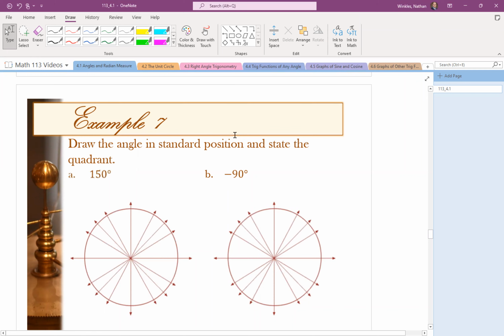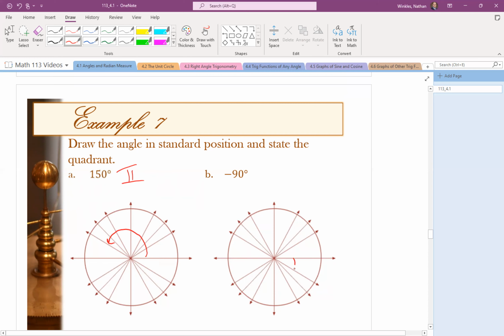So now that we've worked with radians, now we can do the same thing with degrees. Degrees is a lot easier to me because we can easily see it. So 150 degrees gives me this angle right here. So therefore, the quadrant is quadrant 2.